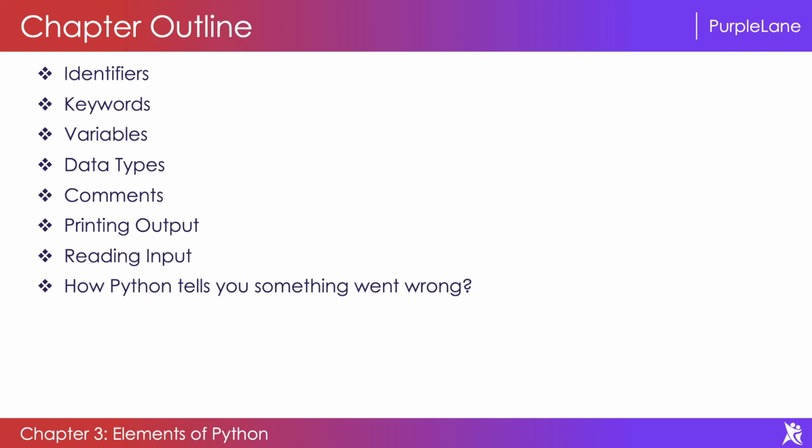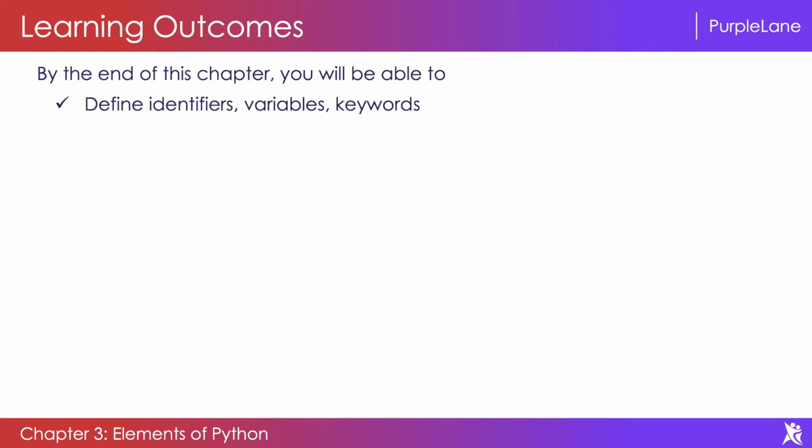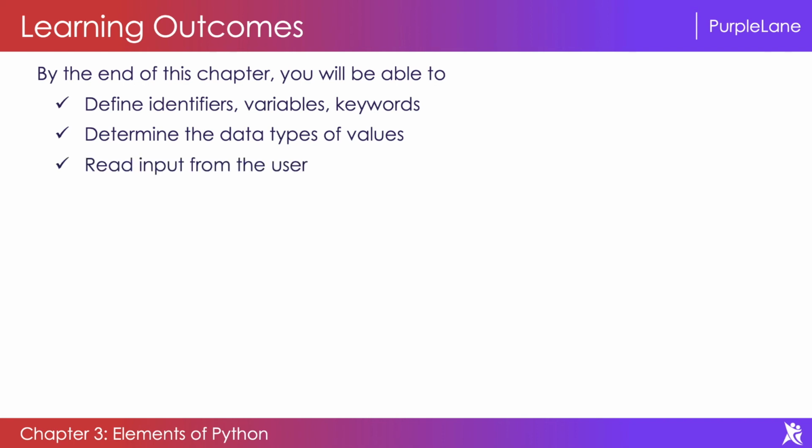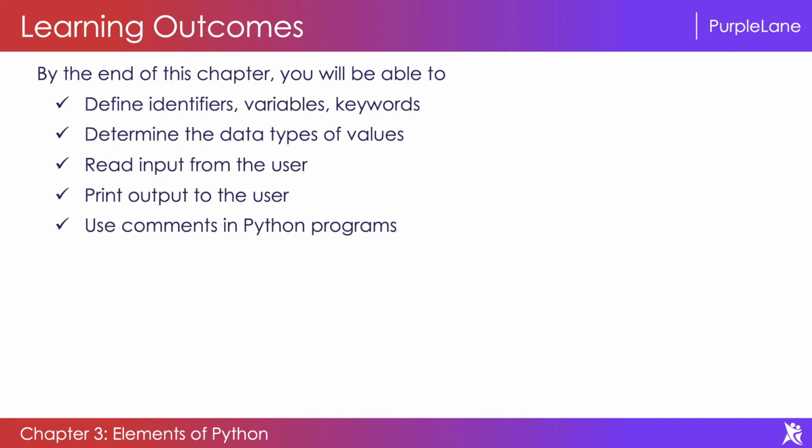So we are going to cover all these topics in this chapter, and by the end of this chapter you'll be able to define identifiers, variables and keywords, determine the type of data, and you'll be able to read input from the user and print output to the user. You'll also be able to use multi-line comments and single line comments in Python programs seamlessly, and if there is any error in your program, you'll be able to understand the errors that are displayed by the Python interpreter. So let's get started.